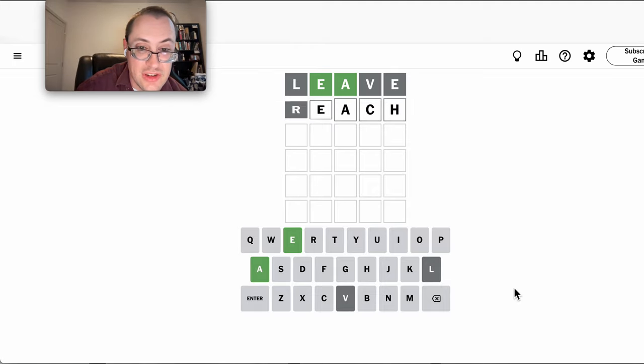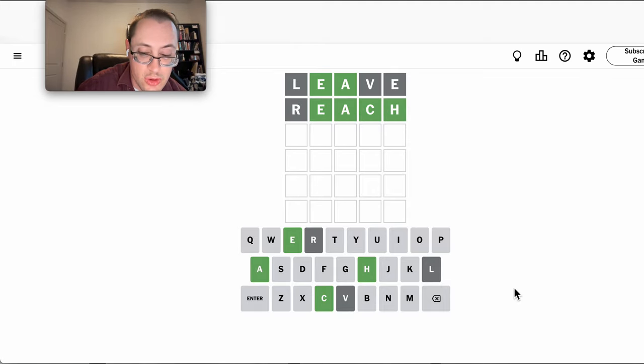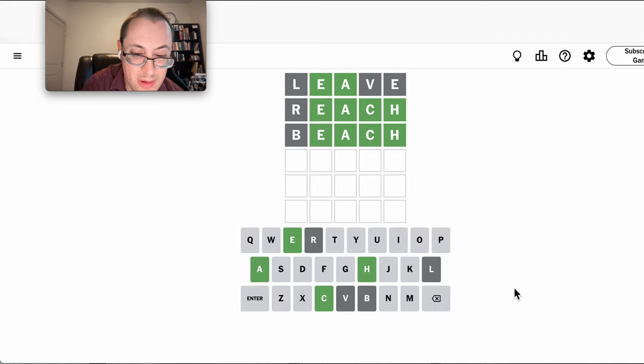Okay, let's try reach. Well, I had two of them right. That's not it. Beach. That's not right either. Well, it can't be leech with an A. At this point, I'm down to just trying letters until I find one.